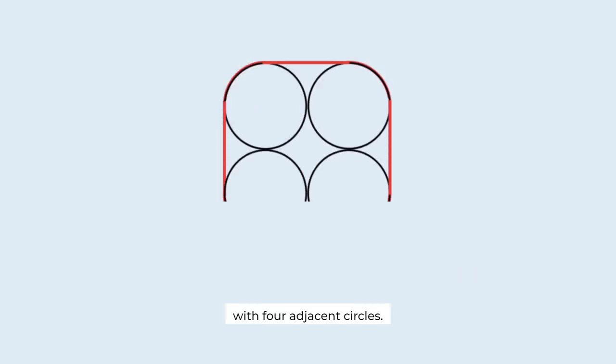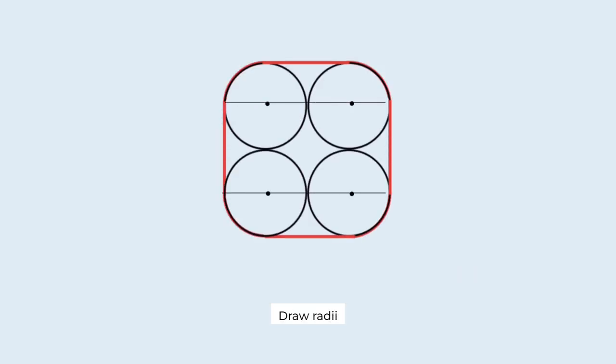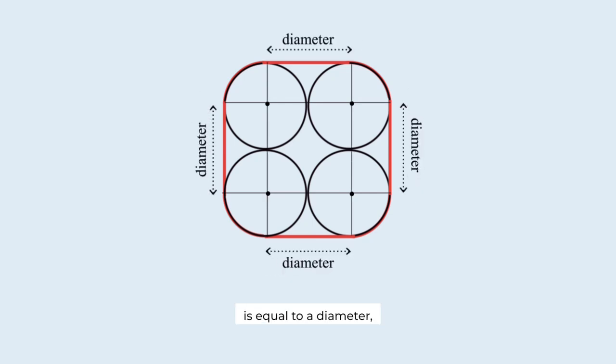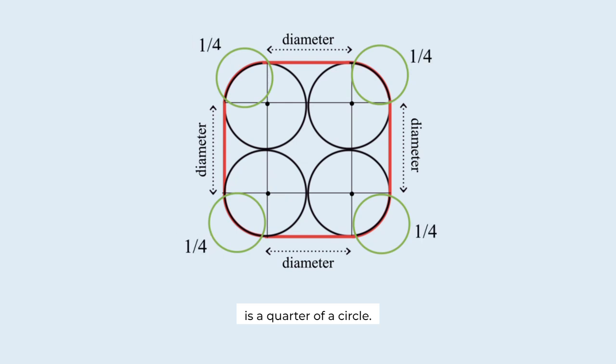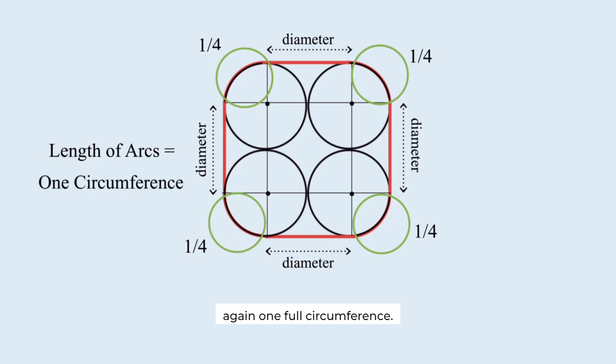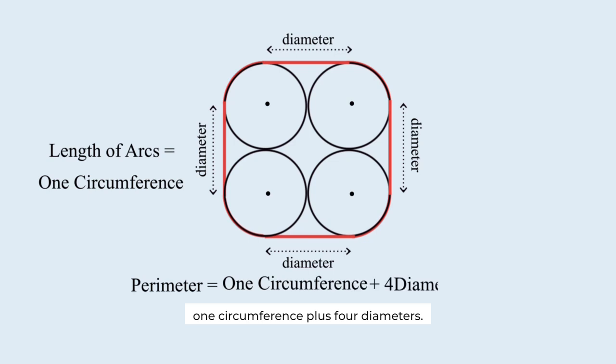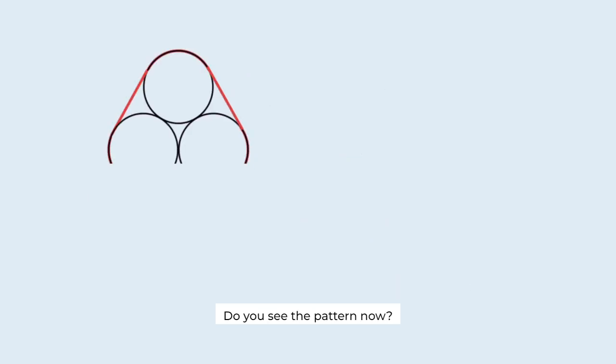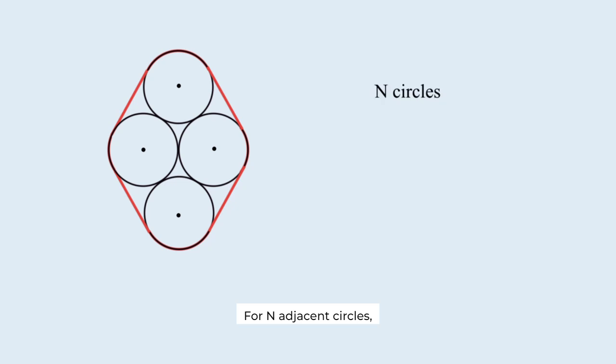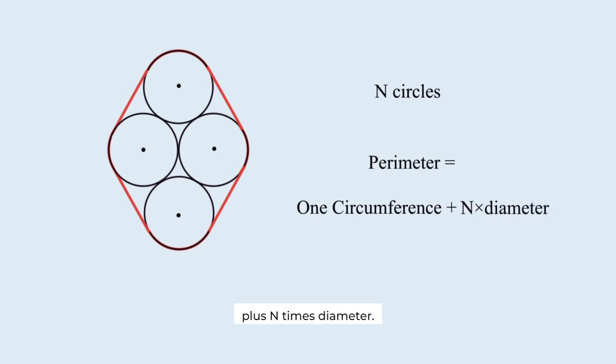Here's the case with 4 adjacent circles. Draw radii to the tangent points. Each straight part is equal to a diameter, and each curved part is a quarter of a circle. With 4 such arcs, their total length is again 1 full circumference. So, the total perimeter is 1 circumference plus 4 diameters. Do you see the pattern now? For n adjacent circles, the total perimeter can be written as 1 circumference plus n times diameter.